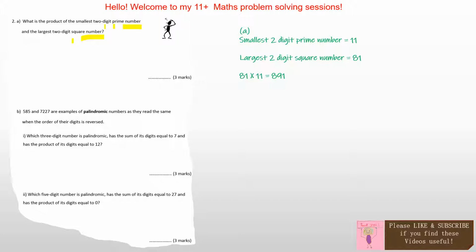So we have to multiply 11 times 81 and we get 891 as our answer, right? Okay, next we go on to part B.